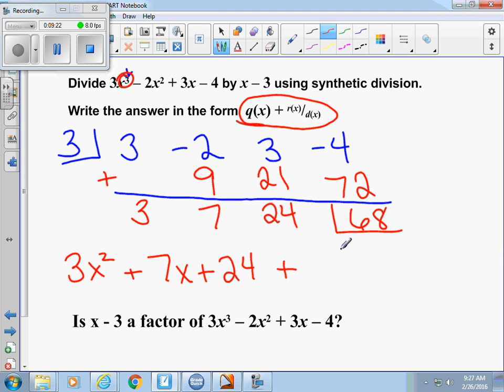Now, normally I write remainder 68, but it told me to write this little term here. The remainder is 68. The d of x is the divisor, and that's the x minus 3. Now, what we're doing there is we're saying if we truly divide this, we get this plus 68 over x minus 3. That's what's left over. Just like if you were to divide 10 by 3, you would get 3 and a third. Does that make sense?